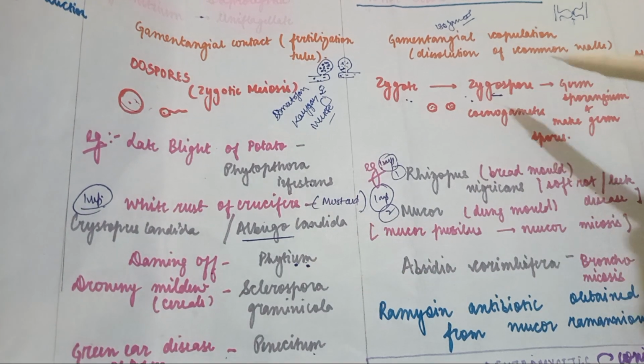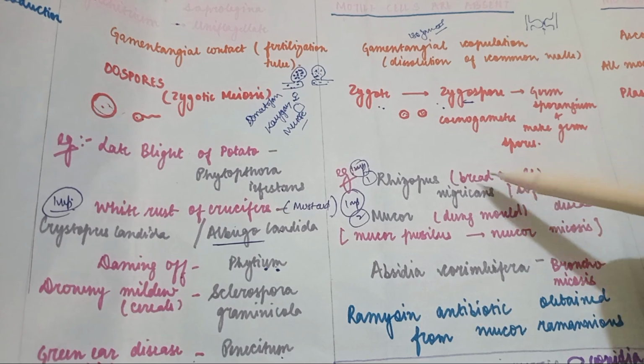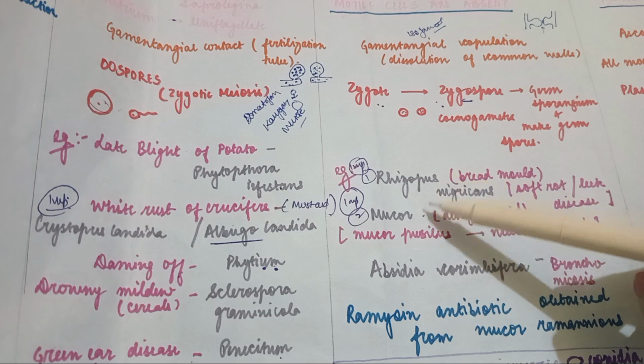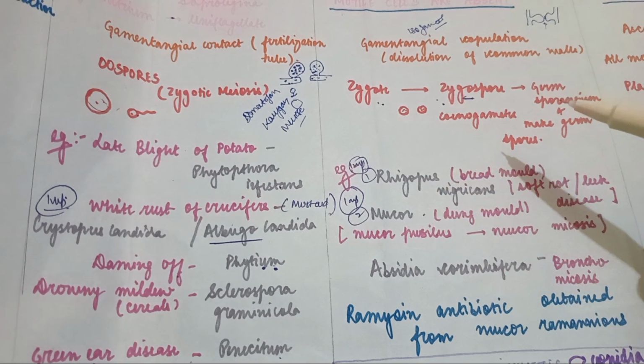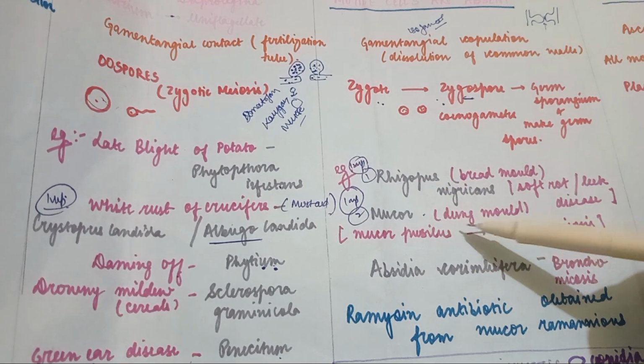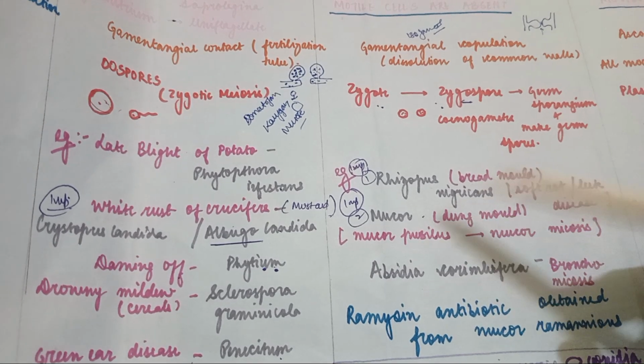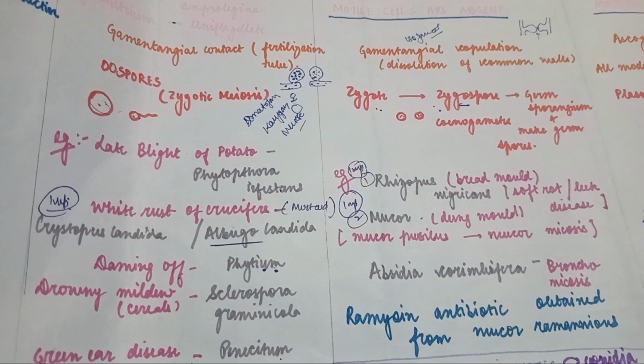Then here the examples are Rhizopus, the bread mold, and Mucor. Mucor also causes mucormycosis. So this was the difference between the Oomycetes and Zygomycetes.